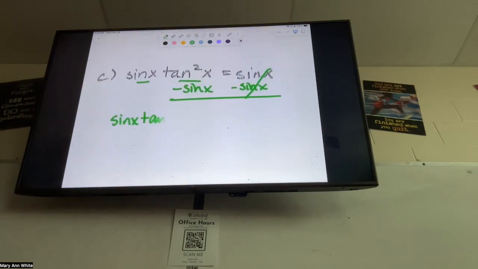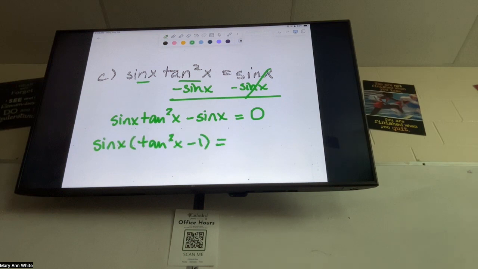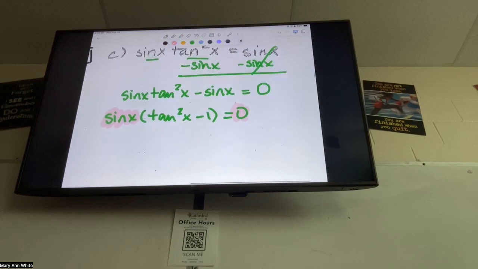So sine X tan squared X minus sine X equals 0. Now what? Go take a sine out. Sine X times tan squared X minus 1. And then now we're gonna set each part equal to 0. So we'll do sine X equals 0. So I asked myself, where do we have a sine of 0? 0 and pi.